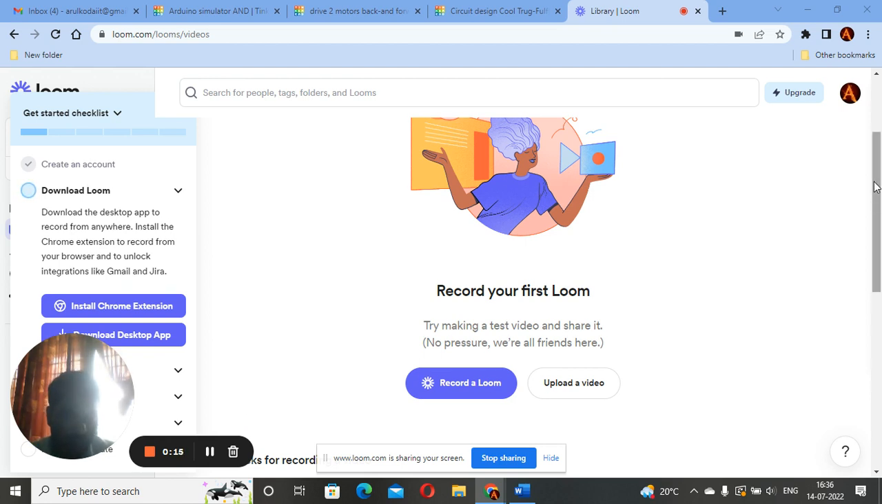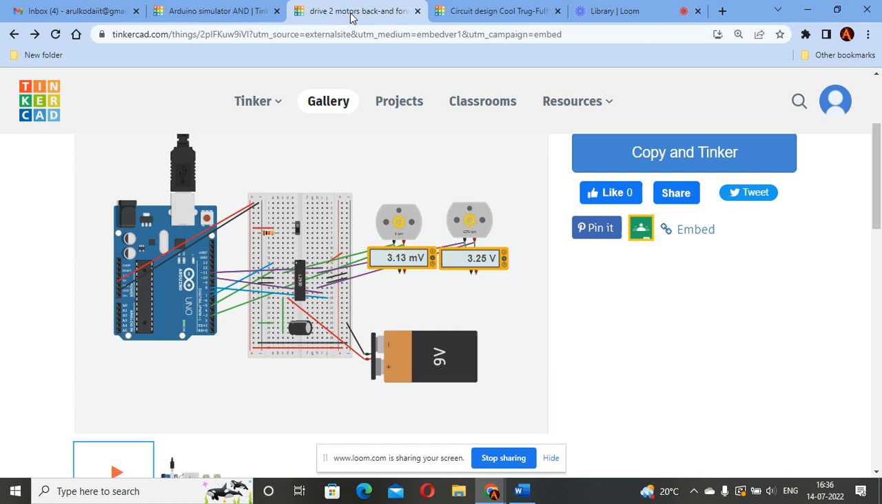We are going to see how to write the program for running a car in a forward direction move, backward direction move, and right and left move. Here we are going to design with Tinkercad, which is one of the Arduino simulators.